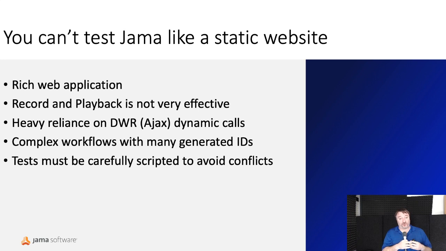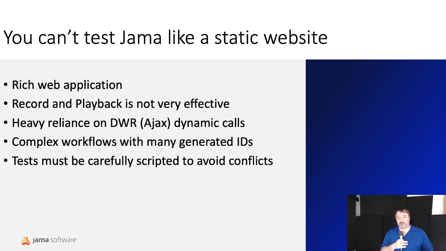And that's the main tool that a lot of customers start with when they want to build performance tests. They record, and Jama does hundreds and hundreds of actions as it's loading up its UI, getting data back and parsing it out. We have a very heavy reliance on DWR, which is a kind of old school Ajax, which means the page doesn't load all the data.